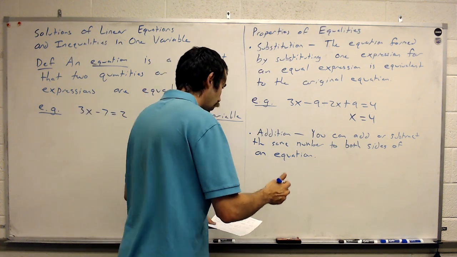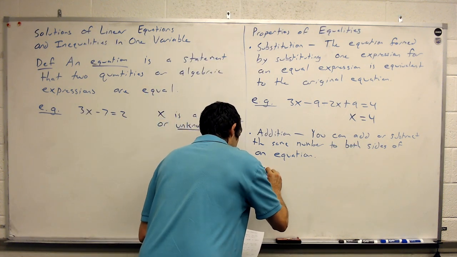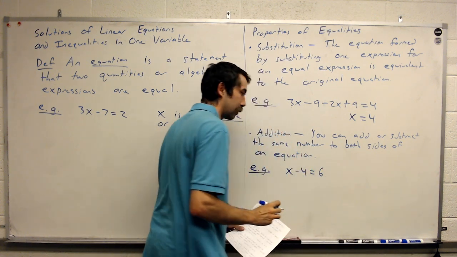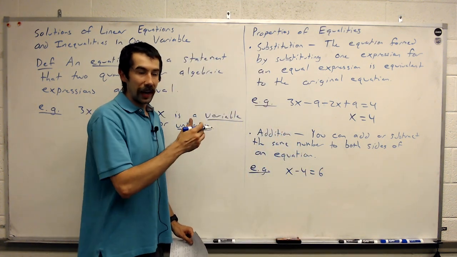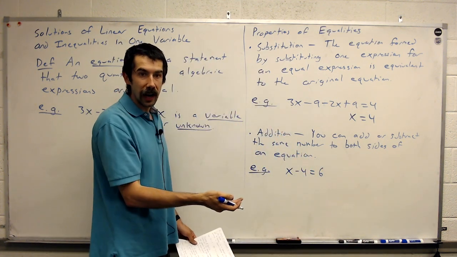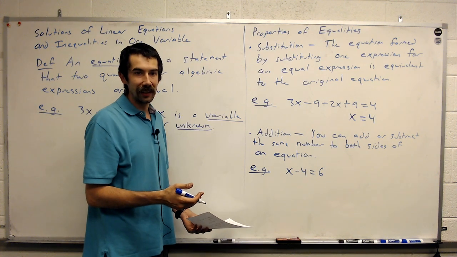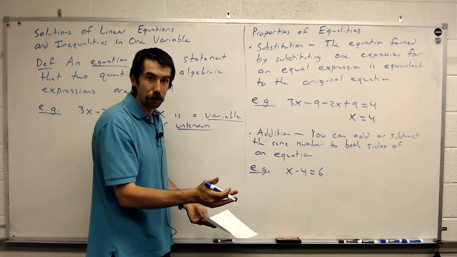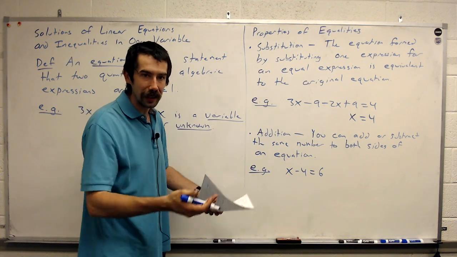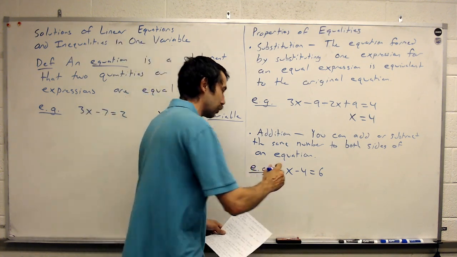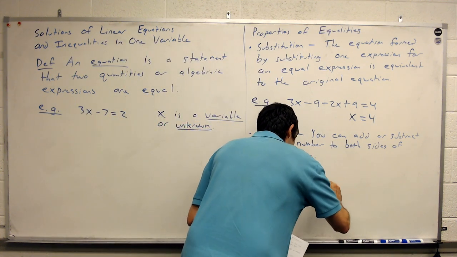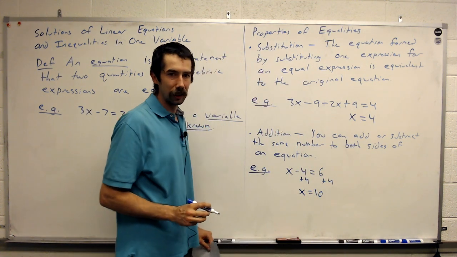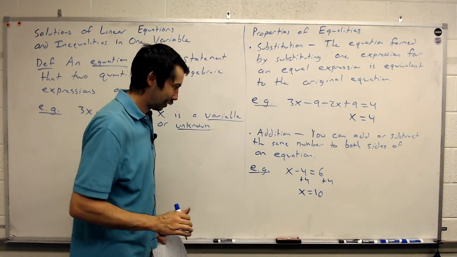So for example, if you had x minus 4 equals 6, we can add 4 to both sides of this equation, and that will give us this. It's not going to change the solution at all. So this is just going to be rewriting the equation to something a little easier to work with. So let's add 4 to both sides, and we get x equals 10, which again is the solution to this equation.